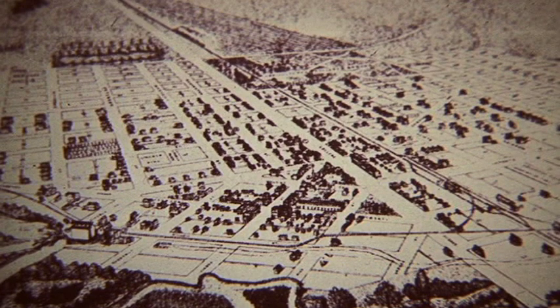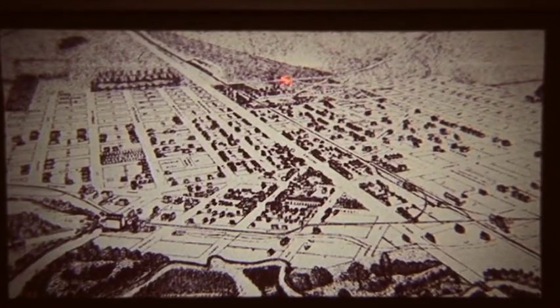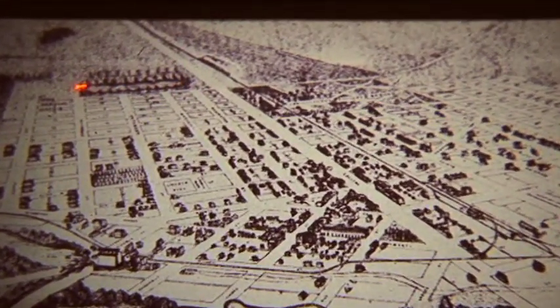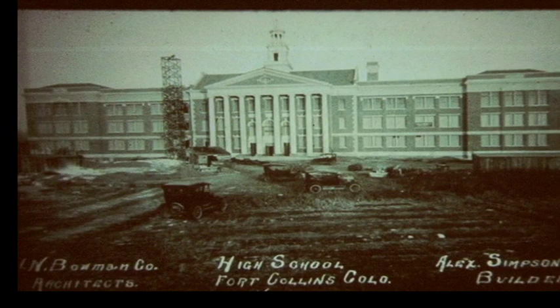Here's a map of the town in 1884. Actually, it's more of a sketch of the town with the various buildings drawn in. Here's the college, and here's a lake with trees around it. Just to the east of College, there's the bed of that lake after it was drained. The old Fort Collins High School sits on the lake. And that's why we have a Lake Street over there.